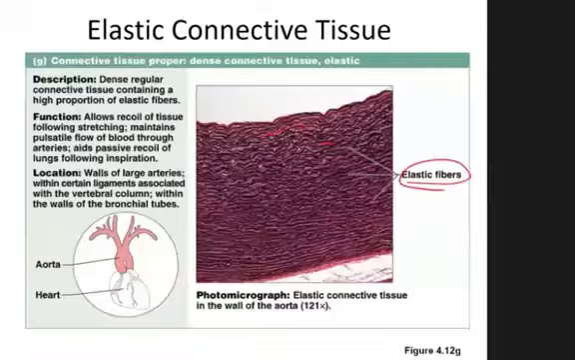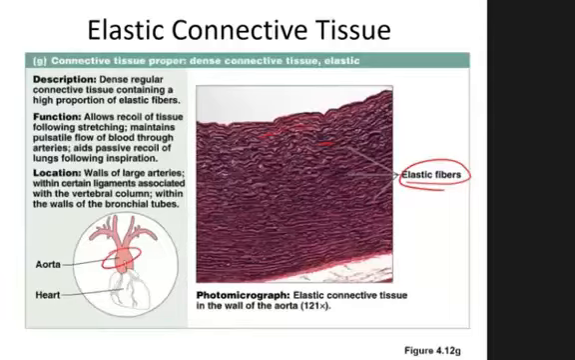Because remember, you need a certain portion of elasticity in your aorta, because when the left ventricle pumps blood, it squeezes it out into the aorta, and you want the aorta to be able to adjust. That's the reason why elastic connective tissue is very important for the blood vessel aorta. So that's an example. All right, and then I finish with my dense.